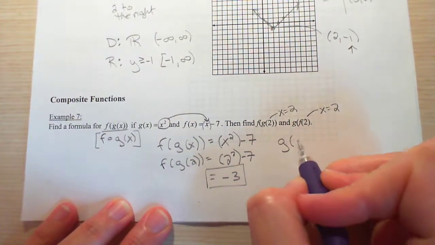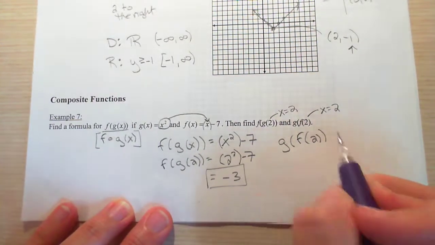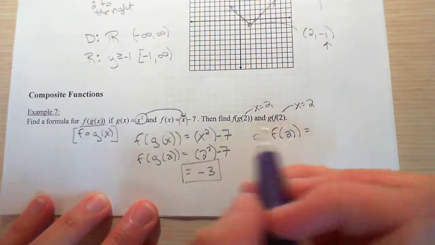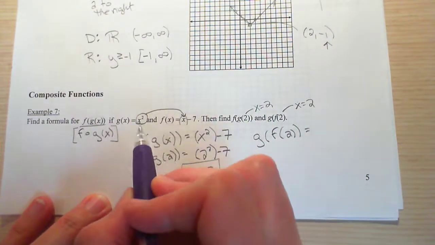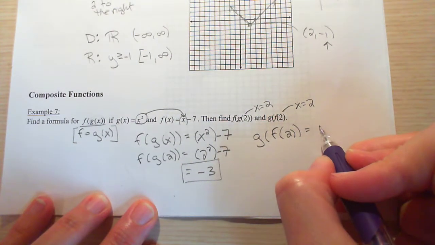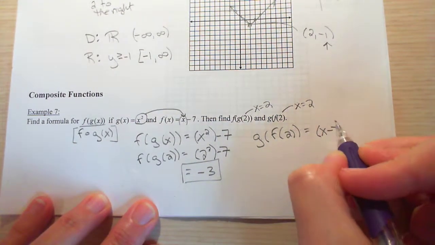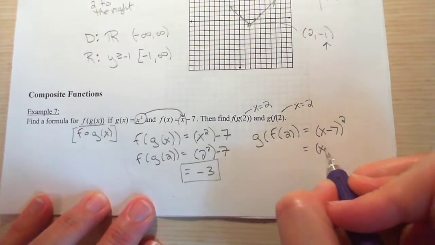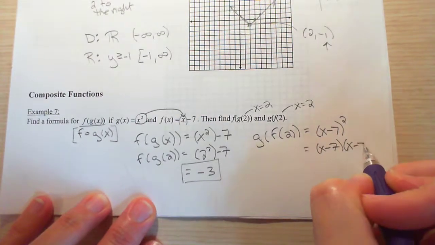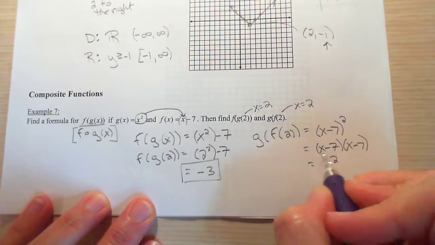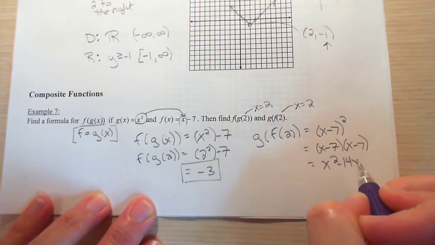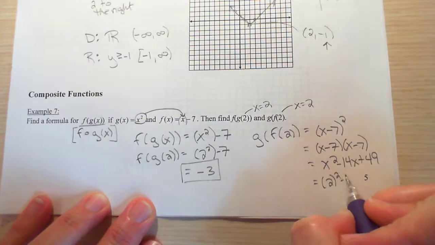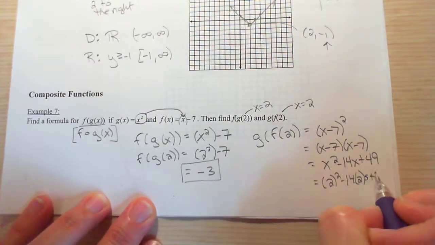Now, g of f of 2, that's this one. Couple ways of doing it. First way is do the composition backwards. So now I want to put f inside of g. So this is what I would have, x minus 7, squared. Okay, that's the same as x minus 7 times x minus 7. That's the same as x squared minus 14x plus 49. And then I would put 2 in there. 2 squared minus 14 times 2 plus 49.